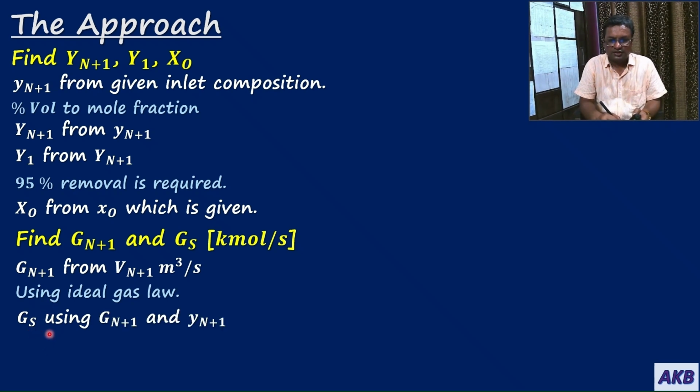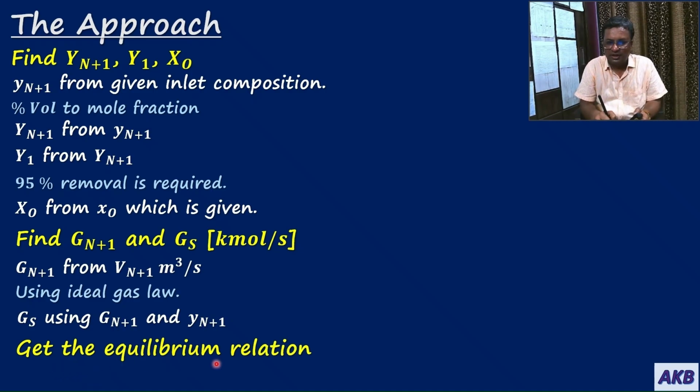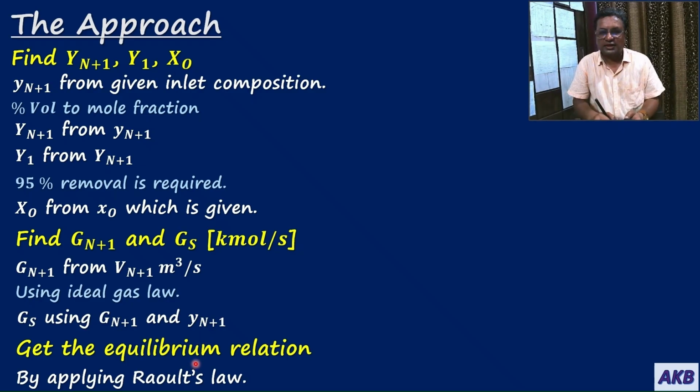Then Gs we will be getting from Gn plus 1 and small yn plus 1. Now both will be known to you, so by using those two quantities, we can get Gs. Then we will be getting the equilibrium relationship. And how are we going to get that? We are going to get that by applying Raoult's law. For that, we need to assume that the liquid solution is an ideal liquid solution. If that assumption is used, we can apply Raoult's law to describe the equilibrium between liquid and gas. So this is what we will be using.